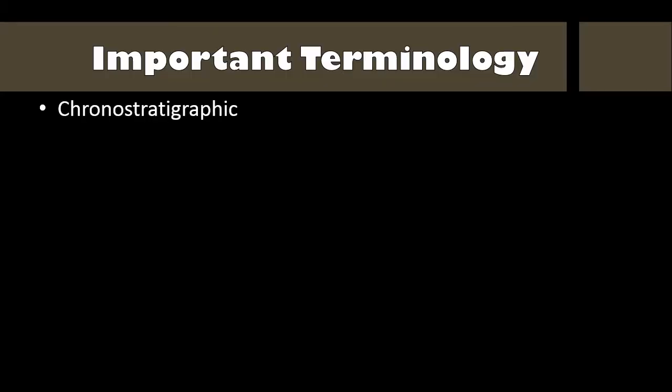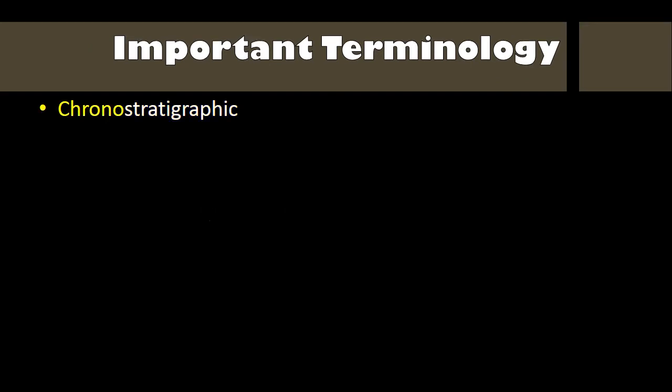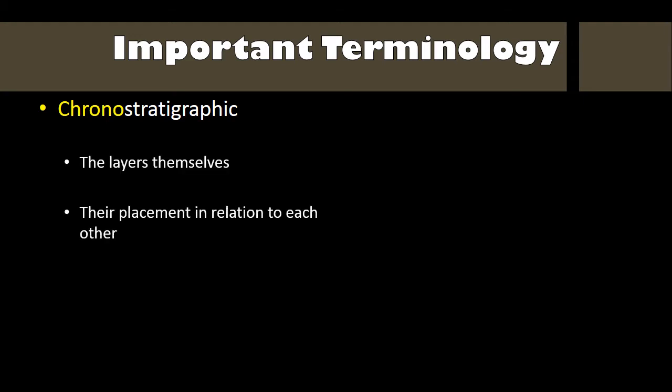All of these terms we have used so far are chronostratigraphic names. Notice the part of the word in yellow. The word strata means layers, and stratigraphy is the term for the study of the rock layers. Chrono, as in the word chronology, refers to a sequence in a certain order. So the chronostratigraphic names we have been using refer to the layers themselves and their placement in a certain order. There are no ages or dates inferred when we use these terms.